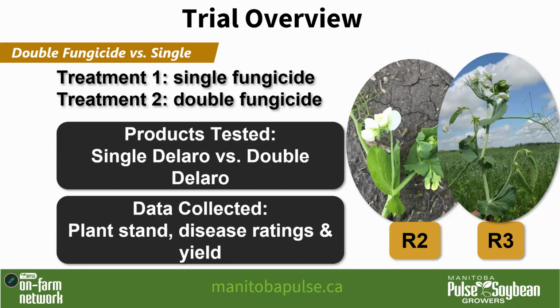Moving on to the double versus single trial type, treatment 1 was a single fungicide application, and treatment 2 was a double fungicide application. The product we tested was Delaro. The first application was made at beginning of bloom or R2 stage, and the second application, also with Delaro, was made at R3 stage, about 10 days after the first. Again, we looked at plant stand, we performed a disease rating, and we collected yield on each strip in each trial.